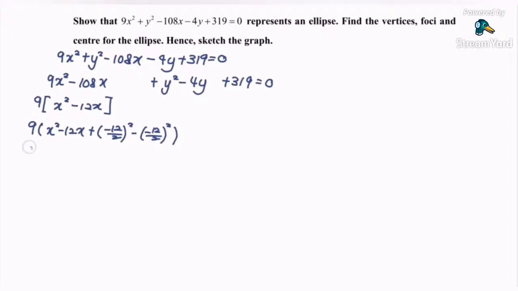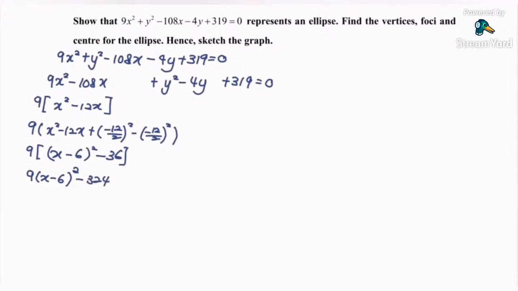Simplify the situation. 9 bracket x minus 6 bracket squared minus negative 6 squared, so meaning that we have negative 36. Focus on the second part. Expand the situation. So 9 multiplied with x minus 6 bracket squared minus 9 multiplied with negative 36, we will have negative 324.